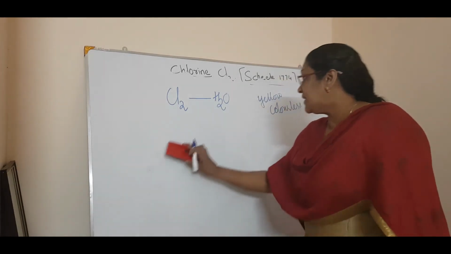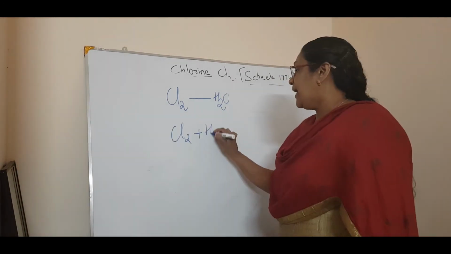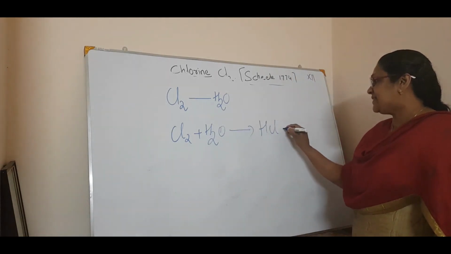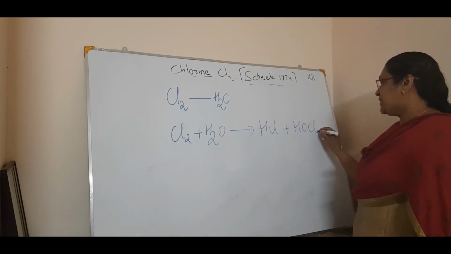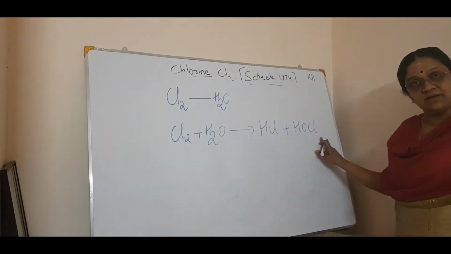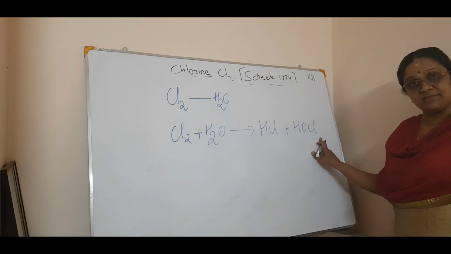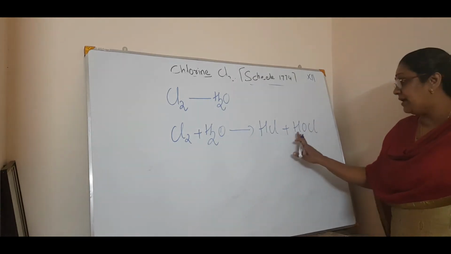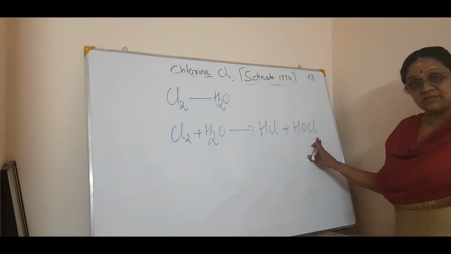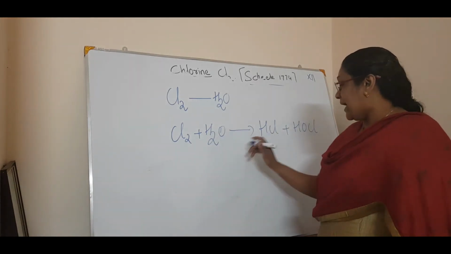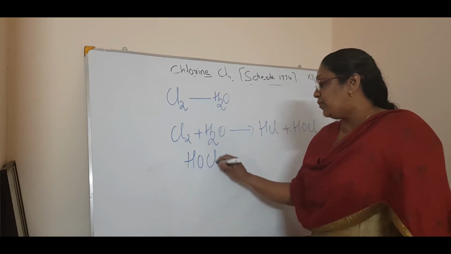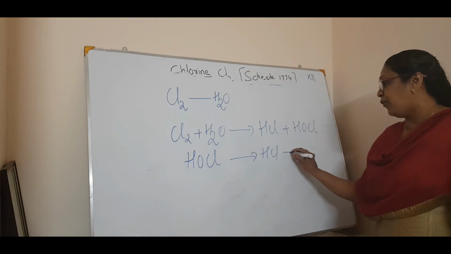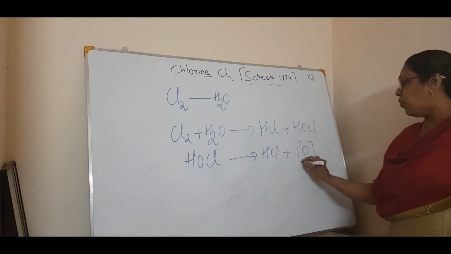Why? Because chlorine reacts with water to form two types of acids. One is HCl, hydrochloric acid, and the other is HOCl, hypochlorous acid. Then what happens? This HOCl will again react to form HCl plus O.